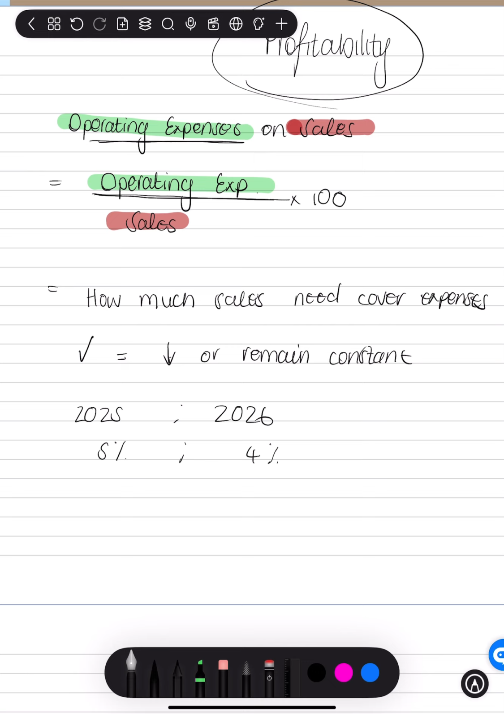What else could this ratio possibly mean? It also tells us if expenses are being effectively controlled. Efficiently or effectively, yes. Effectively controlled. So we know expenses are being controlled well if they don't make up a large part of our total sales. So it tells us if operating expenses are being effectively controlled, if this remains consistent from year to year, and if it decreases from year to year.